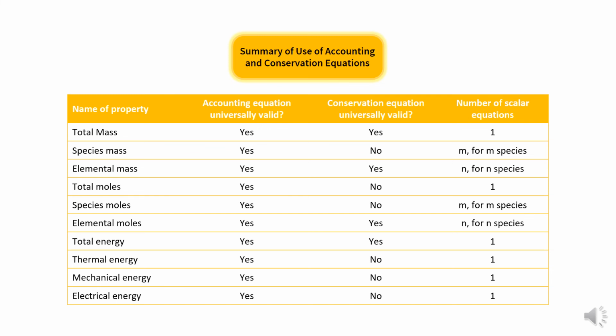This table summarizes which equation can be used to count specific extensive properties. Note that the accounting equation is always valid, while the conservation equation is appropriate only for those extensive properties that are conserved. The number of scalar equations is the number of equations that can be written for an extensive property in a system. For example, with elemental mass, one equation can be written for each element n in the system.